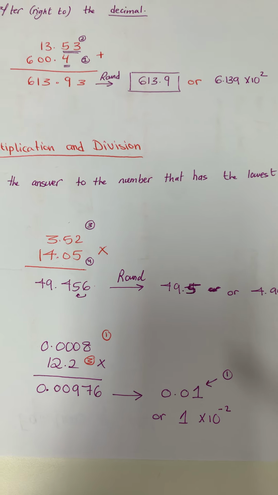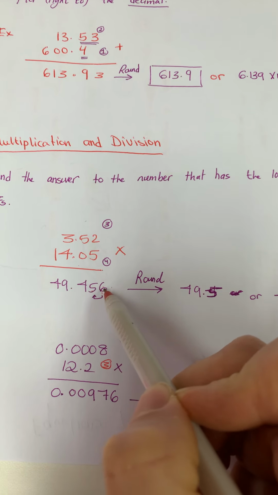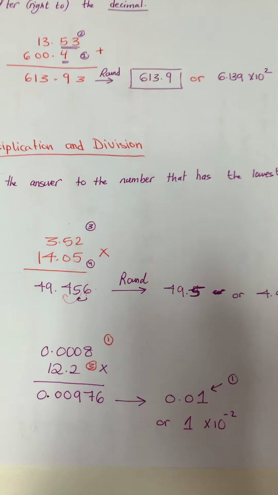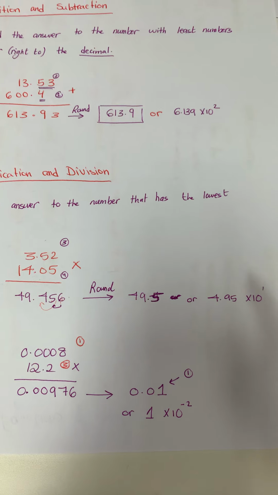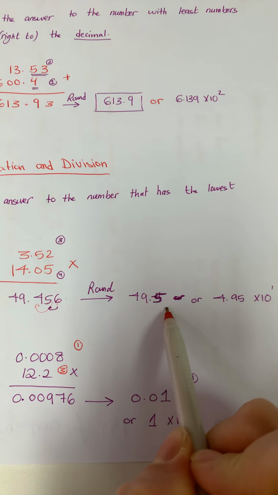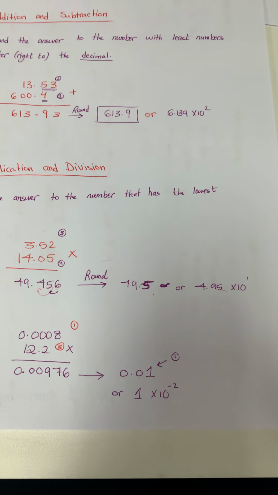So it should be 49.5. Why 5? Because as you see here, I have 5 and before the 5, 6, so the 5 can give the 4 a round up. Even if you write it 49.4, it's okay. Okay, how many significant figures do I have in the total answer? I have 3, so when I write the scientific notation, it should have 3 as well.